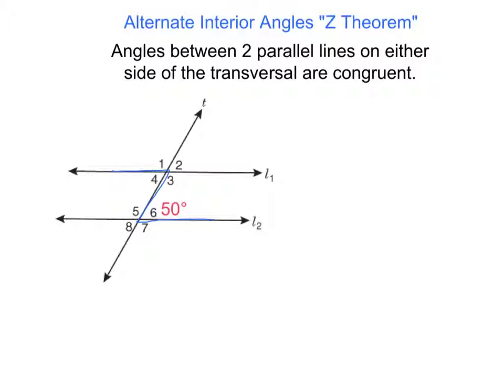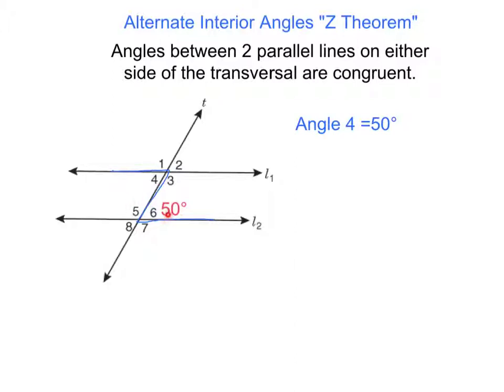So we can say that angle 4 equals 50 degrees because it is congruent with angle 6. Angle 3 and angle 5 are also congruent because they are on either side of the transversal and both inside those parallel lines. First of all, we have to figure out the measure of one of those angles to help us find the measure of the other one.